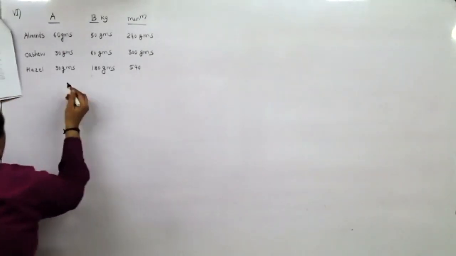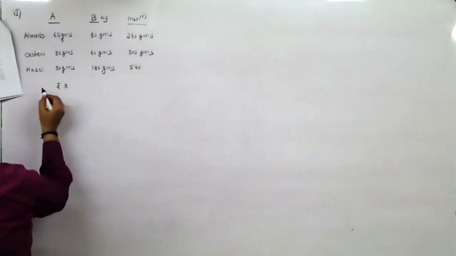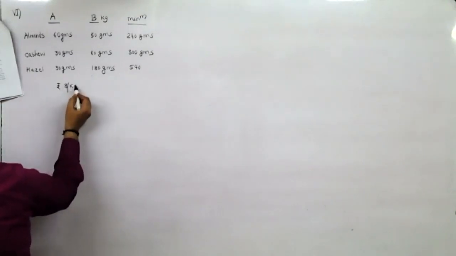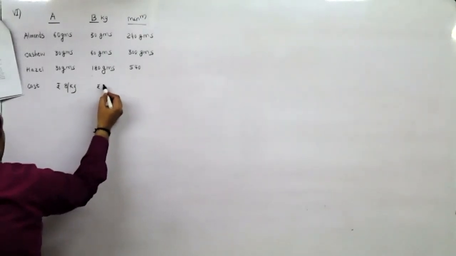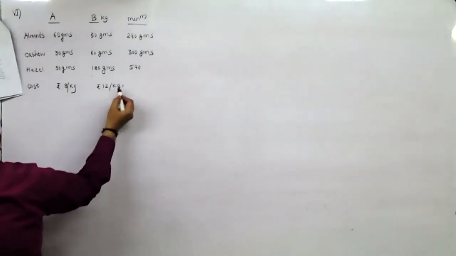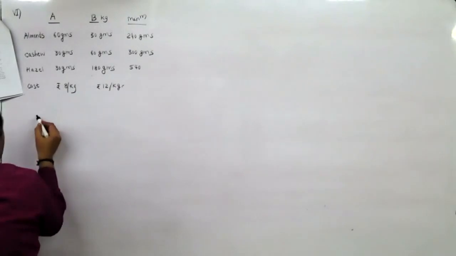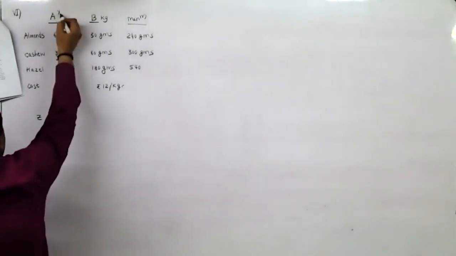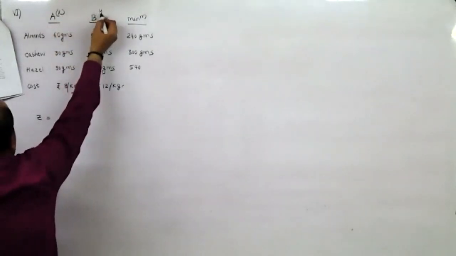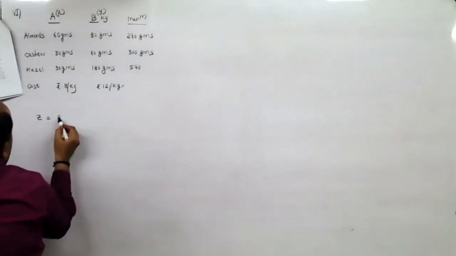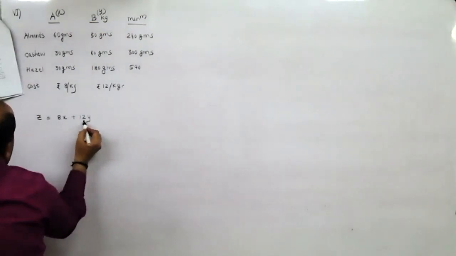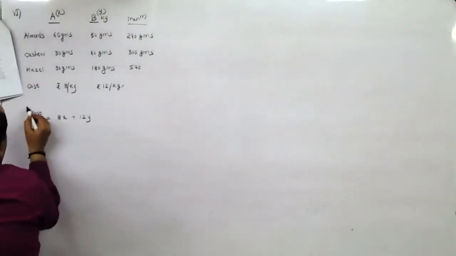Mixture A costs rupees 8 per kg and mixture B costs rupees 12 per kg. Our objective is to minimize the cost. So if I mix X units of A and Y units of B, I would get 8X plus 12Y as the total cost, which has to be minimized.